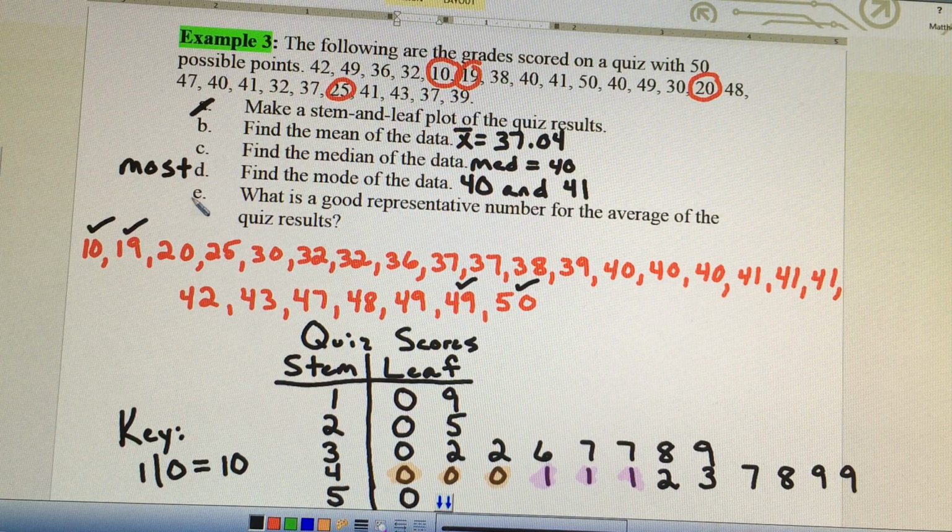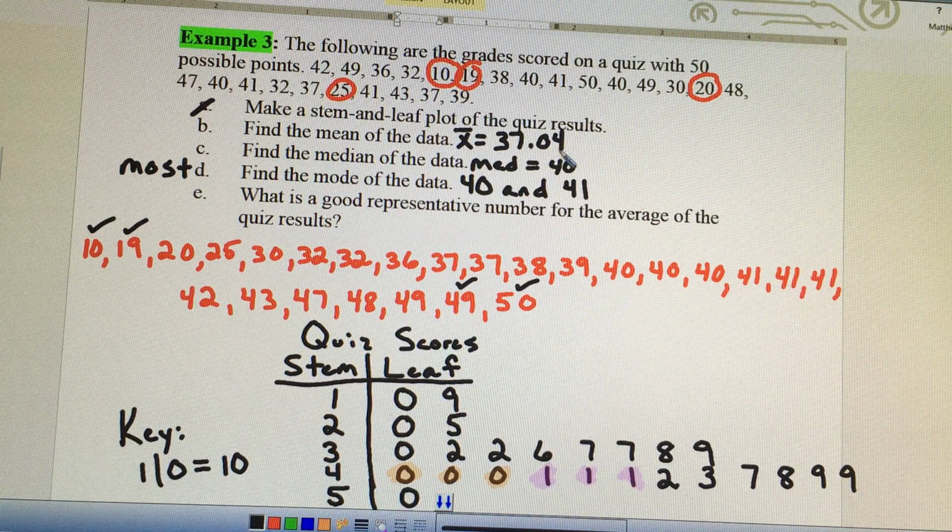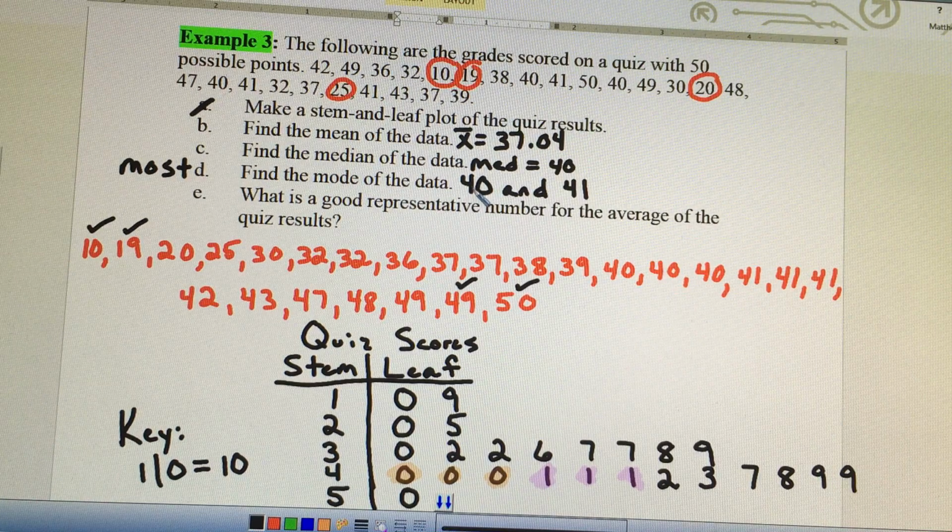Now look at part E. Part E says, what is a good representative number for the average of the quiz results? Now as you take a look at your 3 measures of central tendency, you got 37.04, you got a median of 40, and you got a mode of 40 and 41.